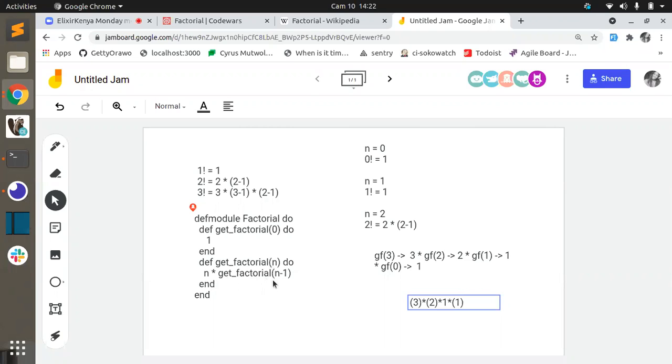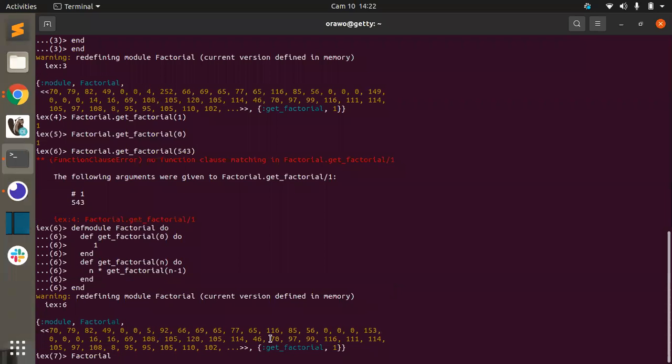Okay. I think it will return 1, but you can try first. For sure. Okay, so we call get factorial. We can start with 0 first. So what do we expect? We expect 1.